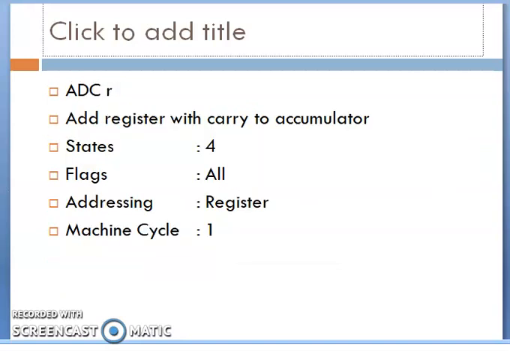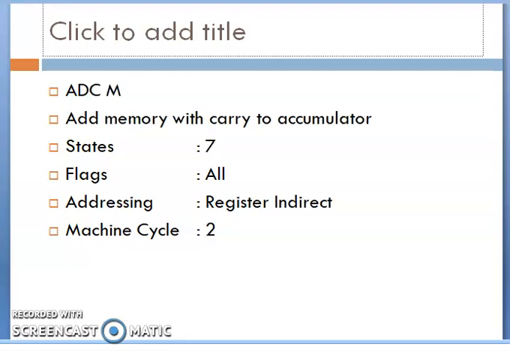Then ADC R, add the contents of the register and accumulator along with carry. It is add register along with carry to the contents of the accumulator and the result will be there in the accumulator. Addressing, it is register addressing, and number of machine cycles is only one since the operands are in the general purpose registers and all the flags are affected by this instruction.